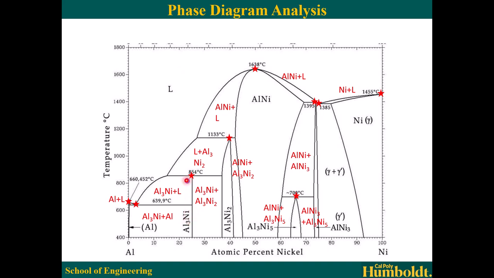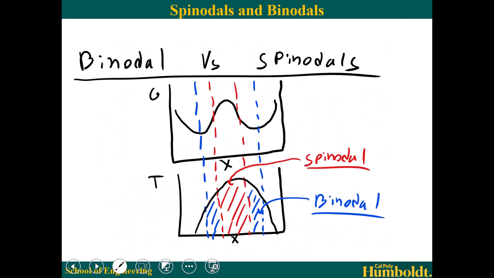So if I wanted to calculate the fraction, I would look at this length, 10 minus, what is it, like 20, 23, over 25 minus 10. And then if I want the other one, I would flip it. And you can do the same thing here. So that is how we analyze phase diagrams. So that's pretty much it.